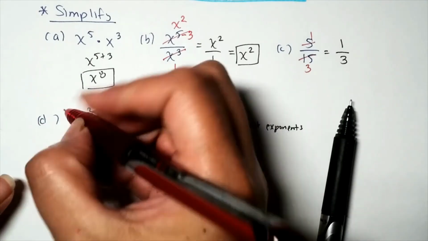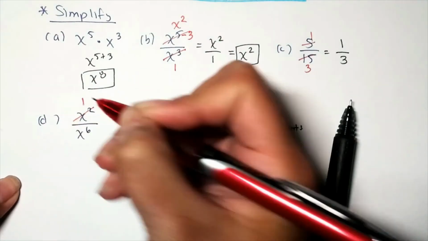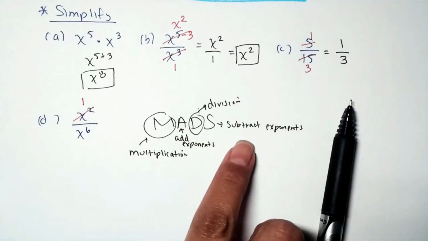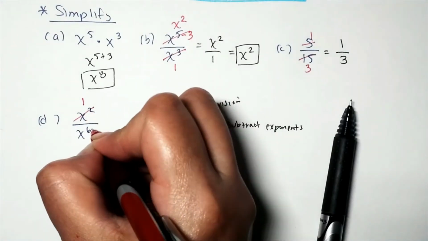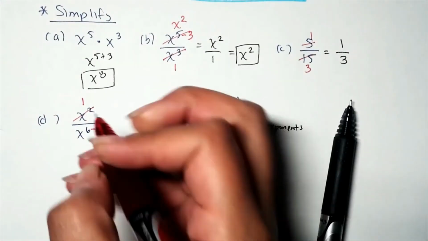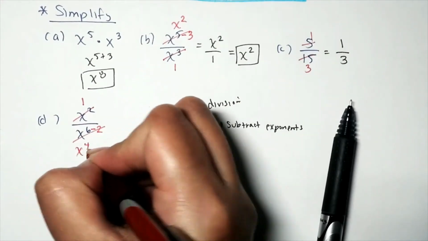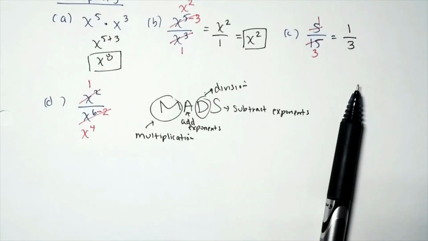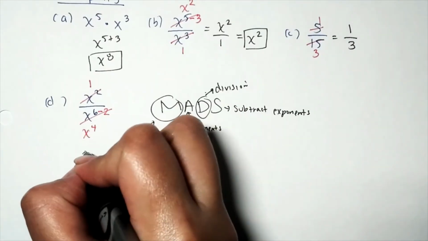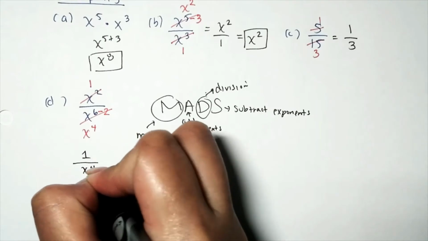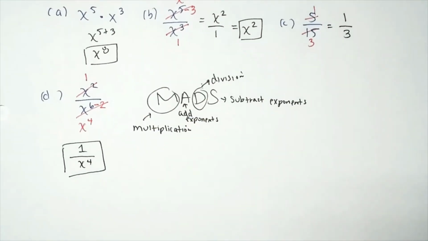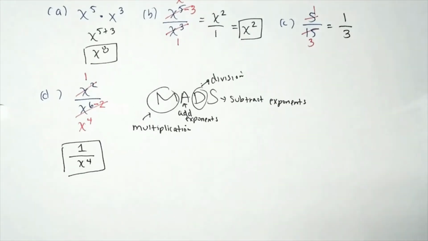X squared goes into itself once. X squared goes into x to the 6, I don't know, but we're going to subtract the exponent. So 6 minus 2 leaves us with 4 factors of x. Look at what you wrote and then just copy them down. In the numerator we have a 1. In the denominator we have x to the 4th. Cool, so that's it. Let's go ahead and do another problem, E.